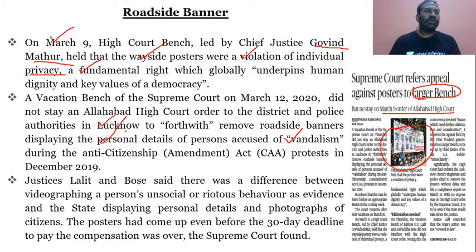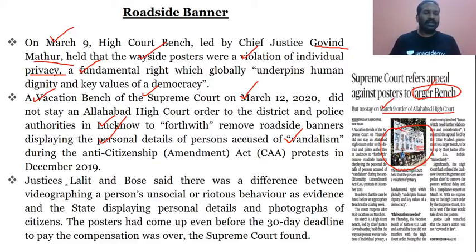Later on, the Lucknow government, that is the UP government, approached the Supreme Court. When it approached the Supreme Court, a vacation bench of the Supreme Court on March 12th did not stay the Allahabad High Court judgment, which says that it is really disturbing and that whatever the police authorities have done is wrong. So now there is no stay on the Allahabad High Court decision of March 9th, and the vacation bench now says that we will refer it to the larger bench.